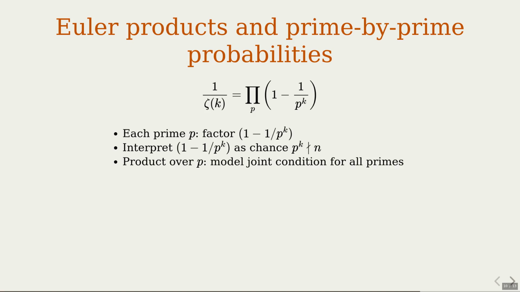If we imagine the divisibility conditions by different primes behaving independently, then the product gives the probability of avoiding every p to the k at once. Because 1 over p to the k shrinks fast with k, each factor gets closer to 1, and their product moves closer to 1 as well. This probabilistic reading of the Euler product explains in a very clean way why k-free integers become more and more common.